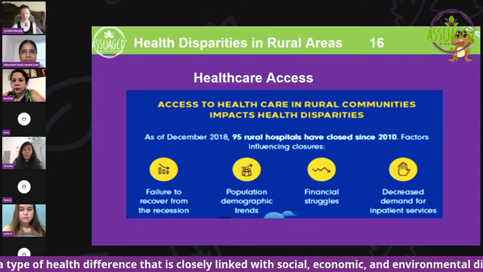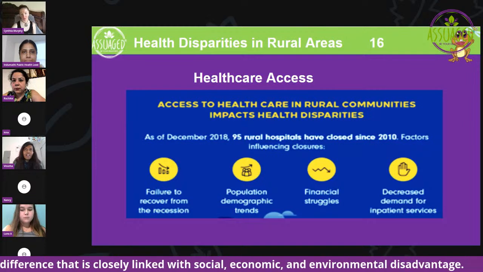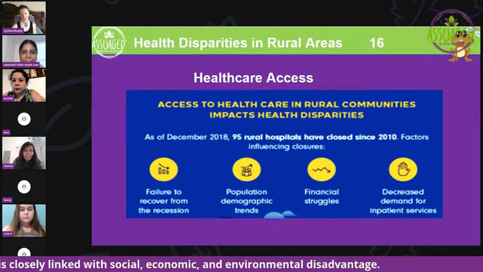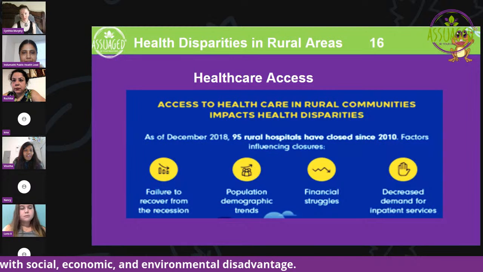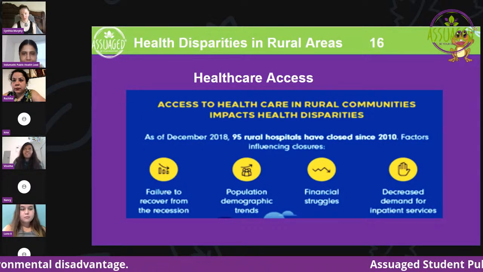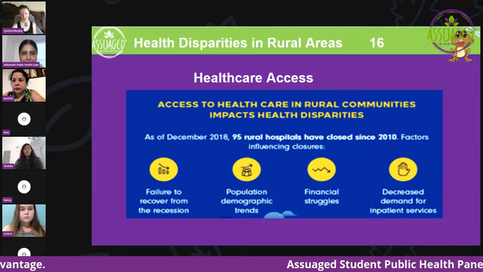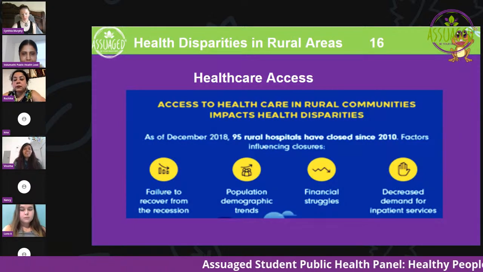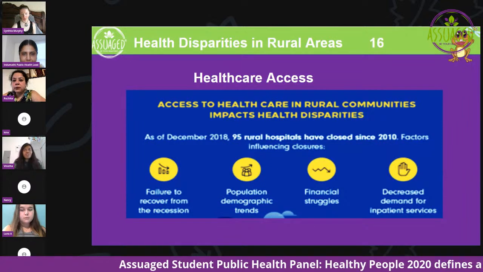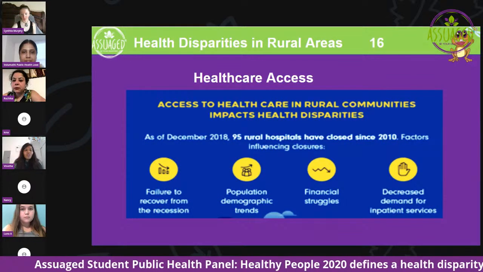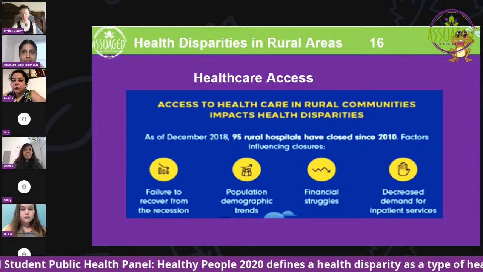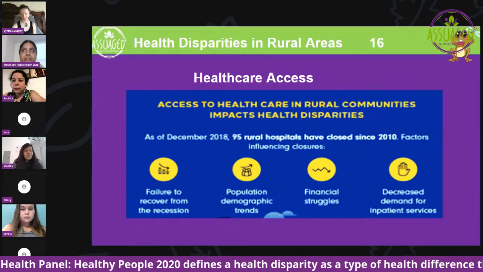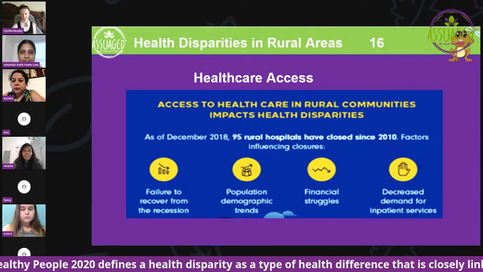And what was the actual reason for closing them? We see that they were definitely failing to recover from the recession. Yes, we have seen a lot of companies close too, so it is definitely hitting the hospitals too. So are they ready to take the challenge, and is the government actually supporting them? That's a big question mark. So that has been a reason.